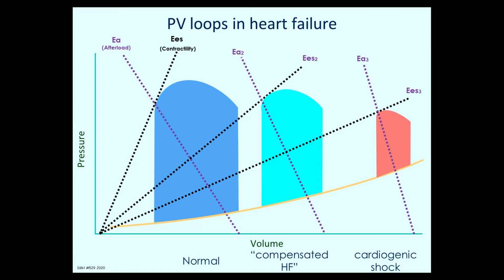When your heart begins to fail, your contractility goes down. Maybe your afterload changes a little bit, but your pressure goes down a little bit and your stroke volume goes down a little bit, and we'll call that something along the lines of compensated heart failure. But when you get into cardiogenic shock, the contractility goes down, and now you're in big trouble. Your pressure is low, your stroke volume is low, and you're really looking for some sort of support or a reversal of the underlying condition.